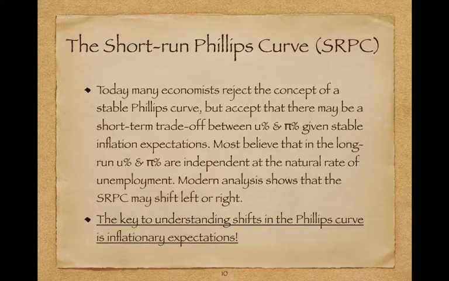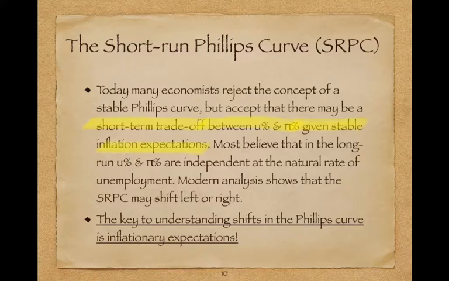So today, many economists reject the idea of having a stable Phillips curve, but they accept that at least in the short run. So you might want to go through and maybe annotate this right here, okay? That there is a short run trade-off between unemployment and inflation given these stable inflationary expectations.